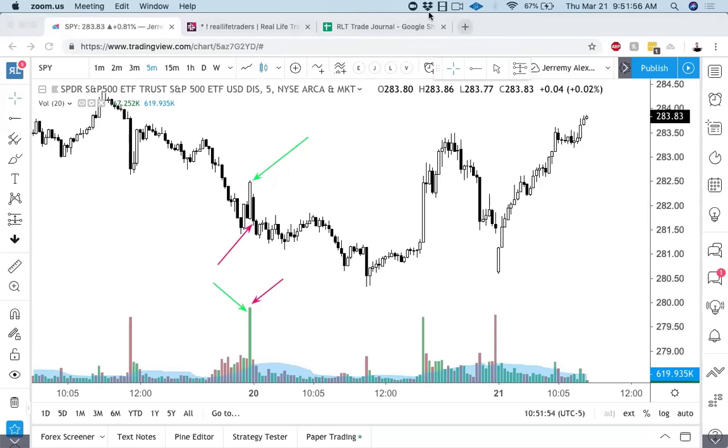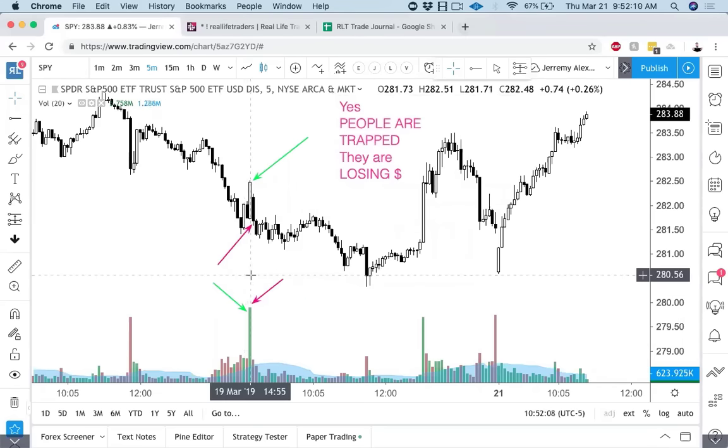And the answer is yes, absolutely. People are trapped. They are losing money because they got in. There's definitely, without question, people who bought right at the end of the day and the very next candle, boop, 8:30 market open Central, 9:30 Eastern, it closes below that huge bullish volume candle. Everyone is trapped. I'm looking at getting in bearish.